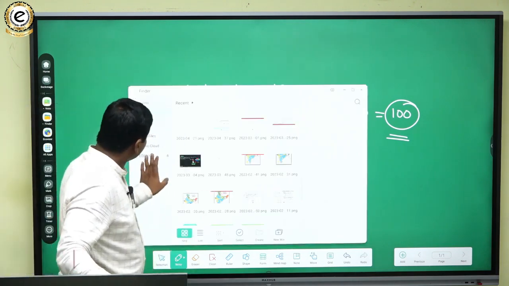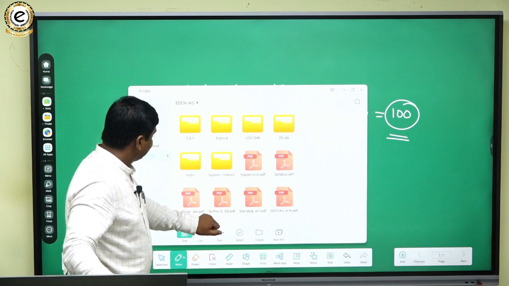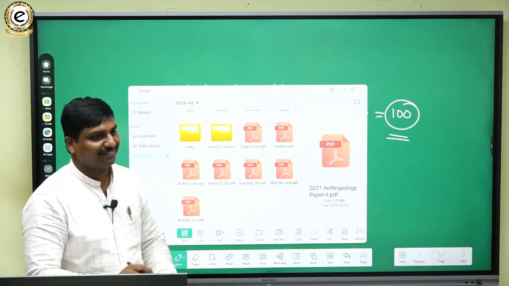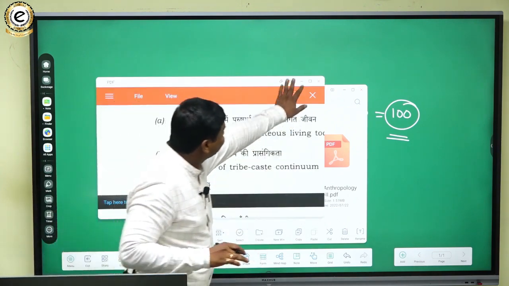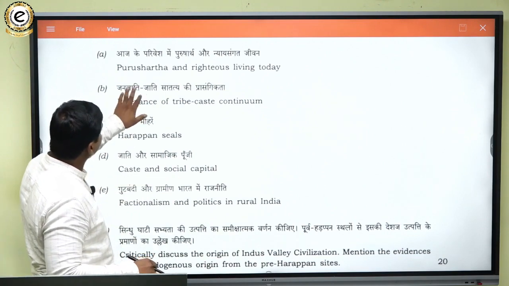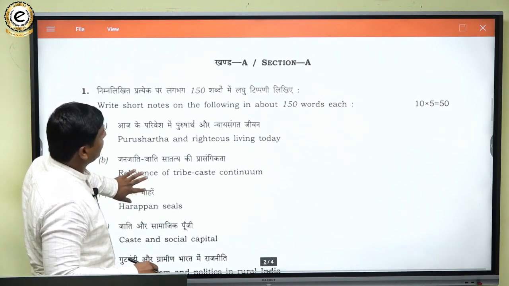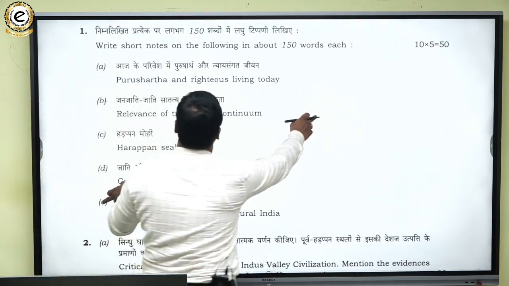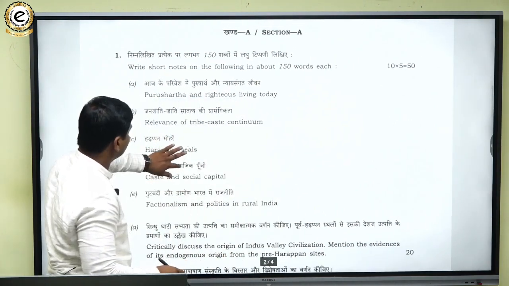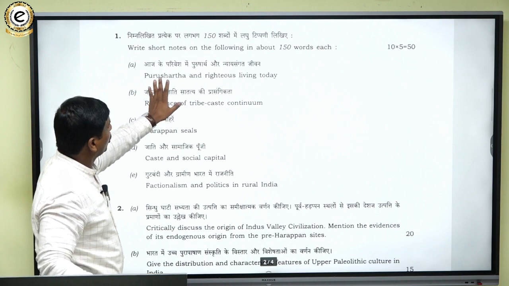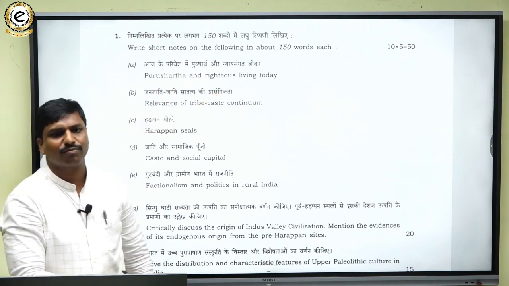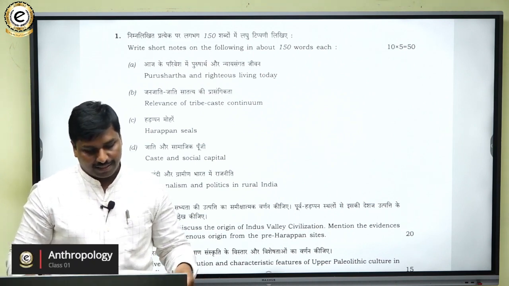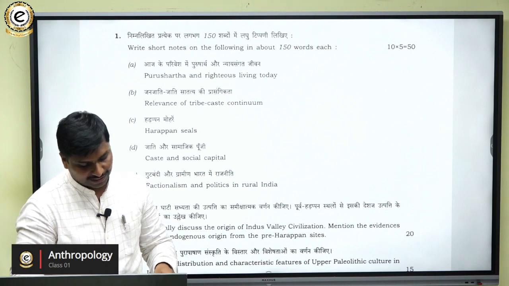Otherwise, let's try to open the other folder. Let's go for paper 2 otherwise. Let's see, will it open or not. See, if you look in paper 2, questions might be like this. Simply, there can be questions like Purushartha and righteous living today. This is one question.